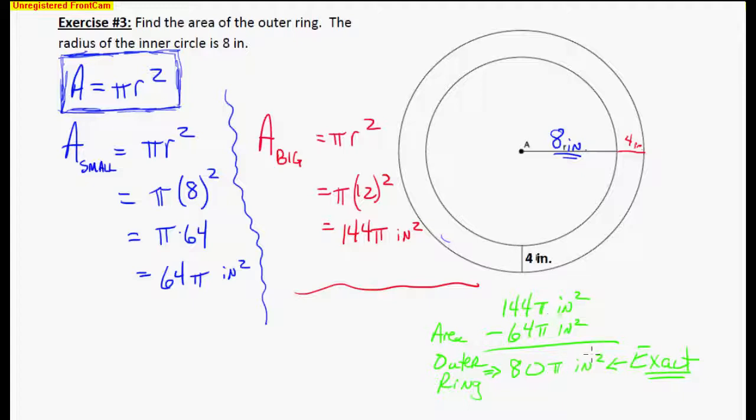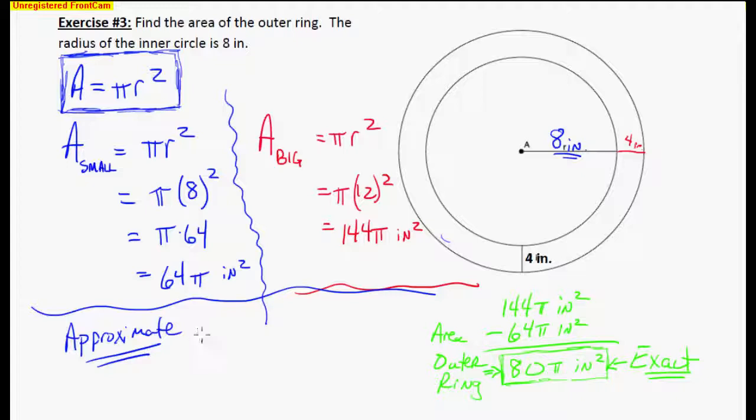But if you have the pi number in that formula, then they could ask for exact. That means just leave the pi symbol right in your answer. So if they ask for exact, here's your answer: 80 pi inches squared. However, they could say approximate. They could say approximate your answer.